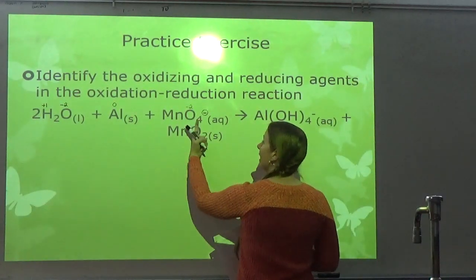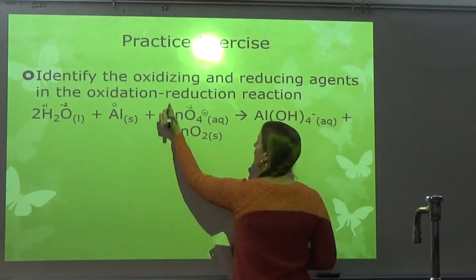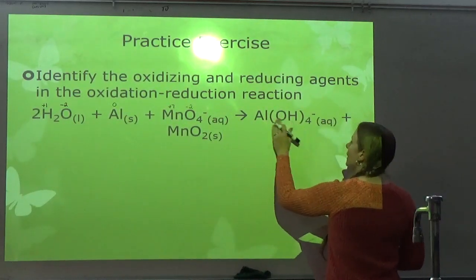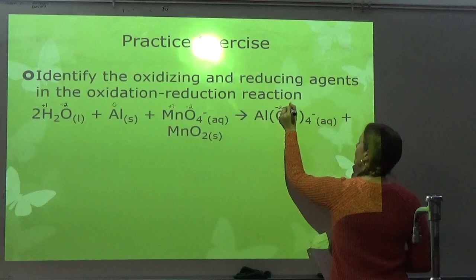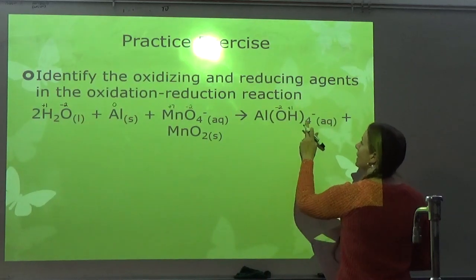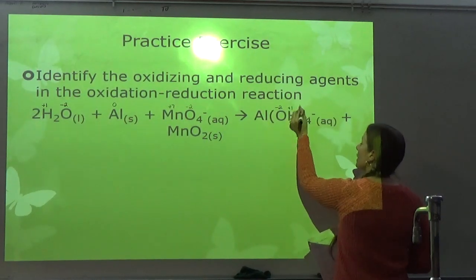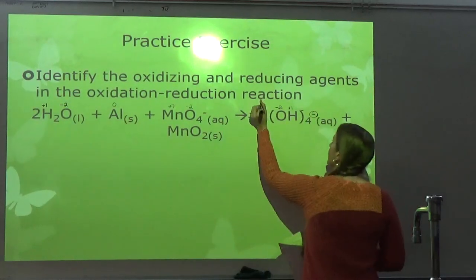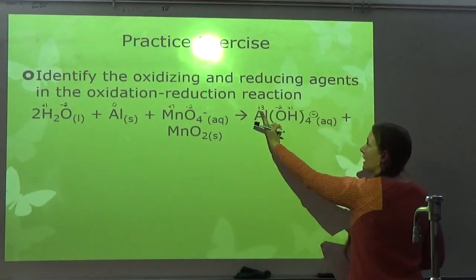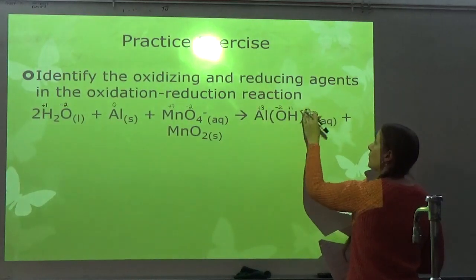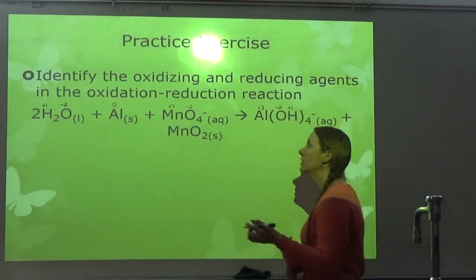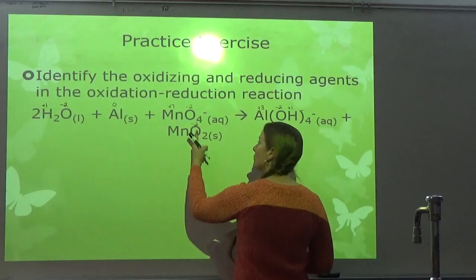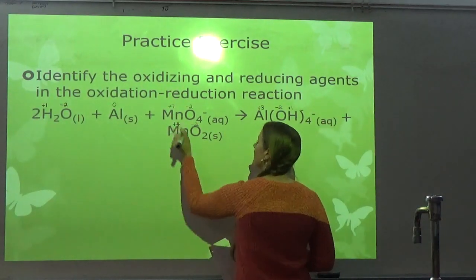So that means I have -8. So if I want -1 overall, manganese is +7. All right, hydroxide again, we have -2, +1. And in this case, there's 4 of them. So that's 4 negatives, but overall I have a charge. So that means aluminum is going to be +3. It's going to have +3, -4. That gives me -1 overall. MnO2, oxygen's -2. Since there's 2 of them, Mn is +4.